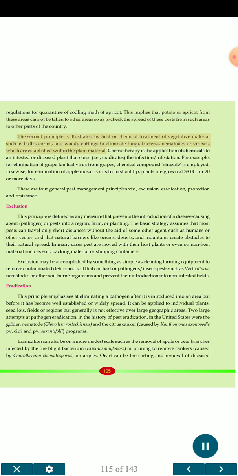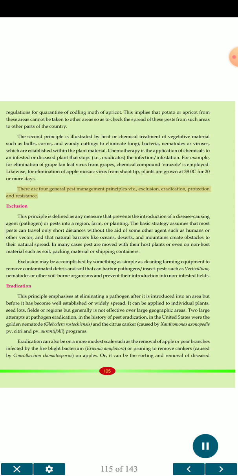The second principle is illustrated by heat or chemical treatment of vegetative materials such as bulbs, corms, and woody cuttings to eliminate fungi, bacteria, nematodes or viruses which are established within the plant material. Chemotherapy is the application of chemicals to an infested disease plant that stops, i.e., eradicates the infestation. For example, for elimination of grape fan leaf virus from grapes, chemical compound, virazole, is employed. Likewise, for elimination of apple mosaic virus from shoot tip, plants are grown at 38°C for 20 or more days.